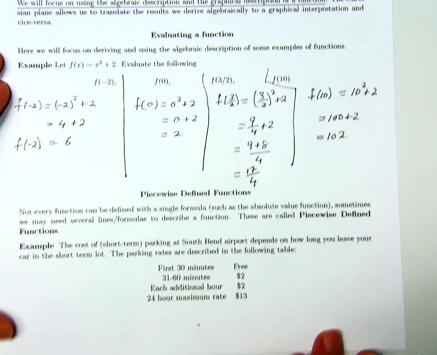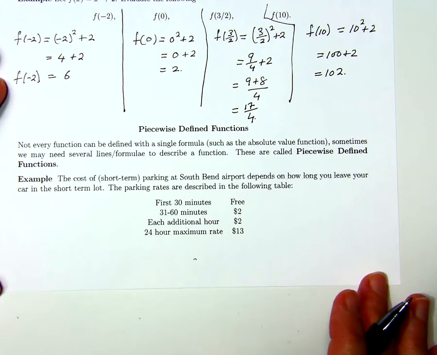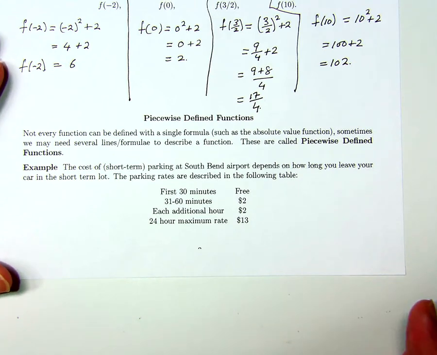Now, not all functions are as simple as f of x equals x squared plus 2. In other words, not every function can be described so compactly. And sometimes what's going on, especially in reality, has to be described with more than one sentence. In other words, it has to be described in pieces. And functions which are described in this way, we call them piecewise defined functions for obvious reasons, because it takes perhaps a number of formulas to describe what's going on.